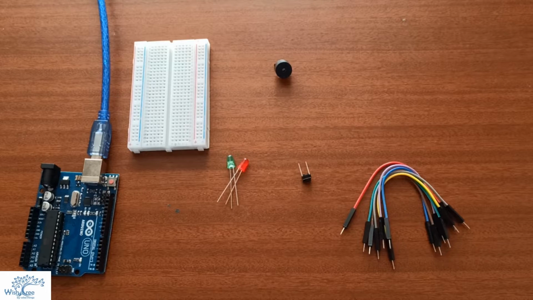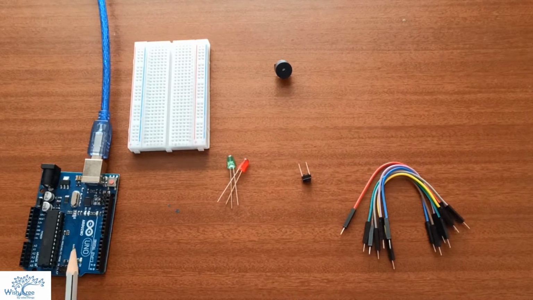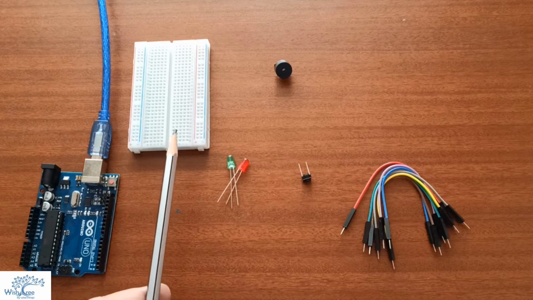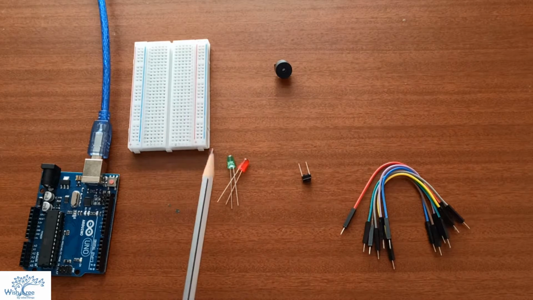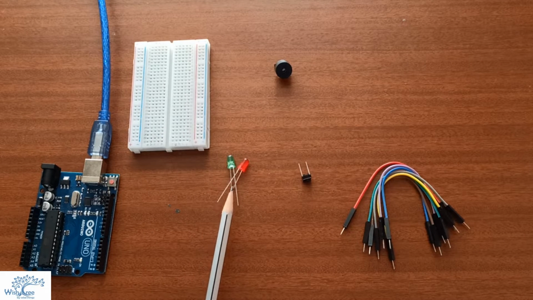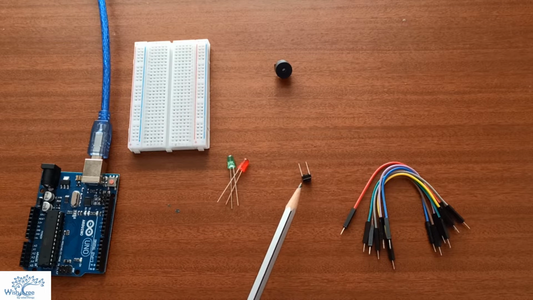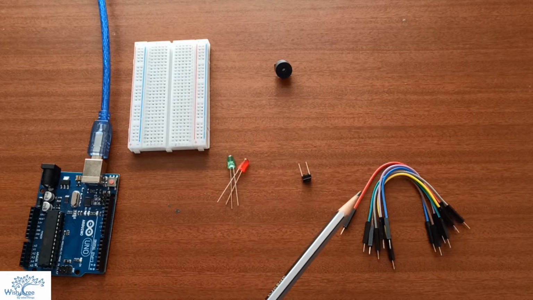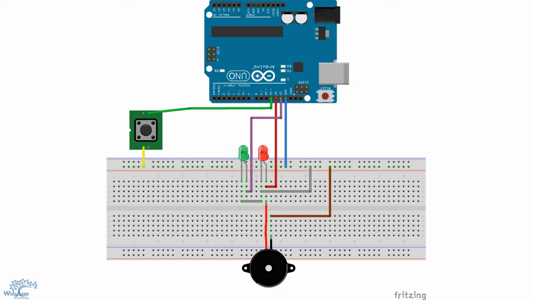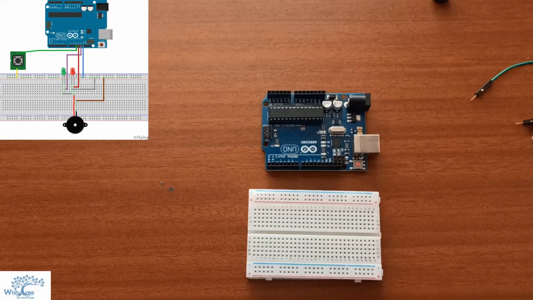Let's look at the components that we would need. Of course, first is our Uno with the cable, then breadboard, two LEDs, one green and one red, a switch, a buzzer, and a few male-to-male jumper wires. Here is our circuit diagram that we will be creating. You can pause this video and try it on your own as well. Let's create a circuit.